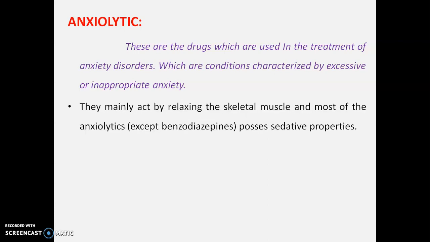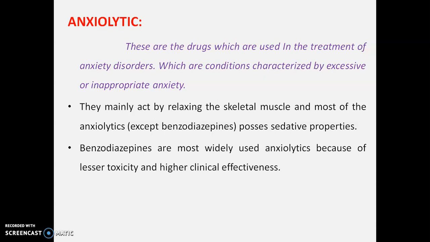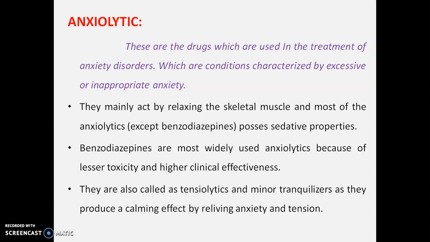Anxiolytics mainly act by relaxing the skeletal muscle, and most of the anxiolytics possess sedative properties. Benzodiazepines are the most widely used anxiolytics because of lesser toxicity and higher clinical effectiveness. They are also called tensiolytics and minor tranquilizers as they produce a calming effect by relieving anxiety and tension.